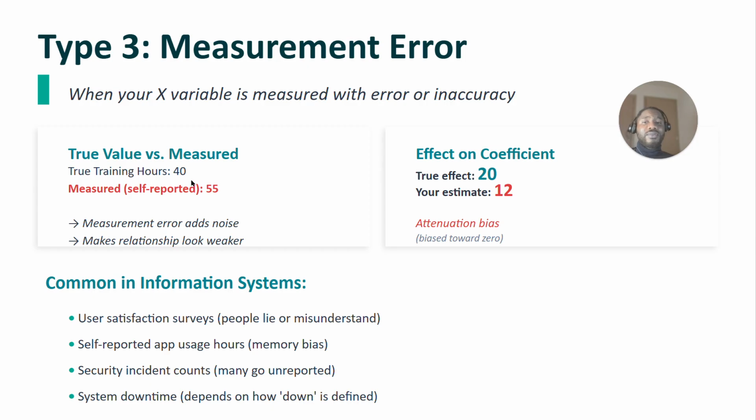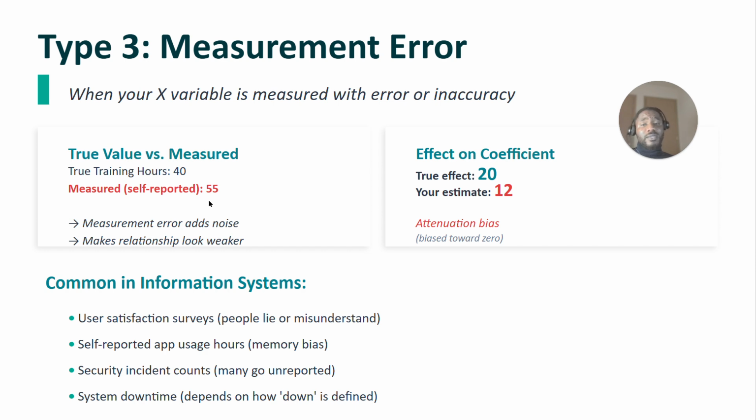So what this does to your coefficients is it creates what we call attenuation bias. The measurement error pulls the coefficients towards 0. So if the true effect is 20, your estimate might only be 12. You are misunderstanding the real relationship. This is super common in information system research.